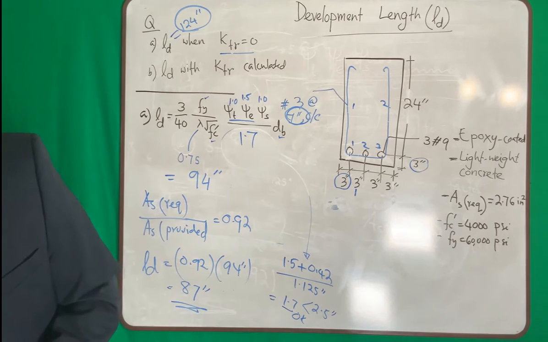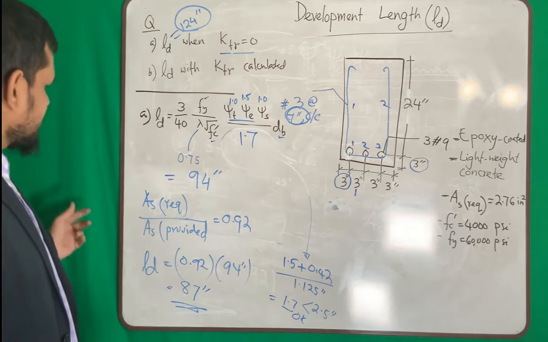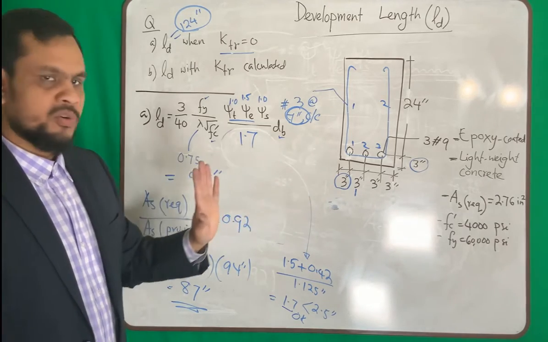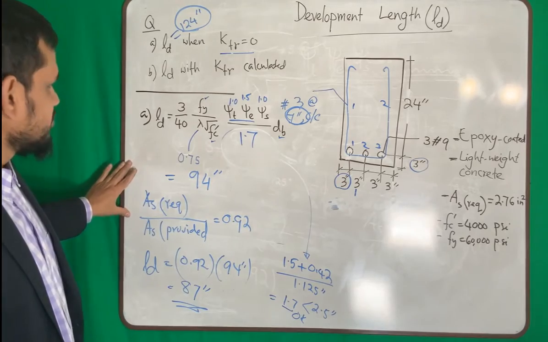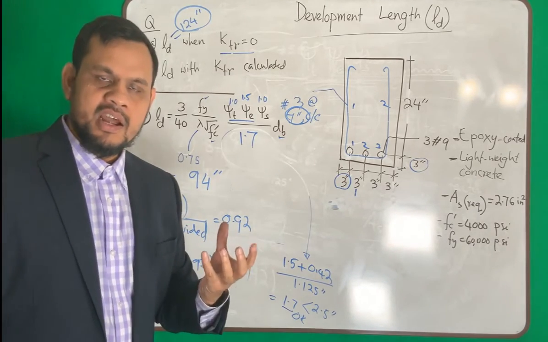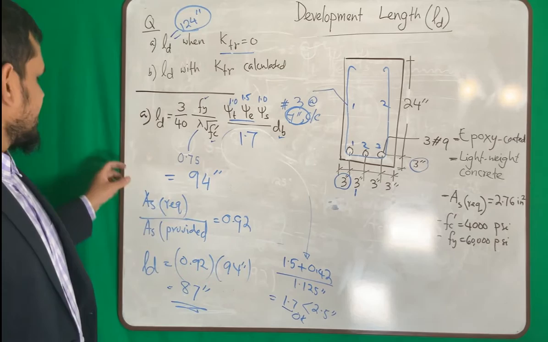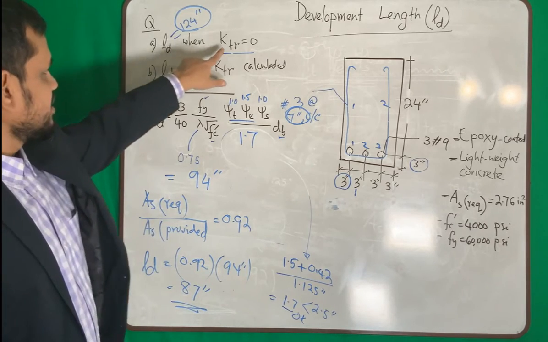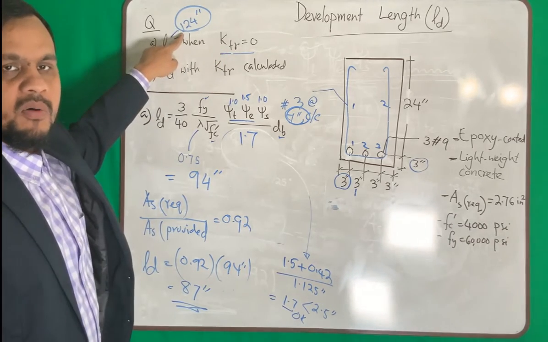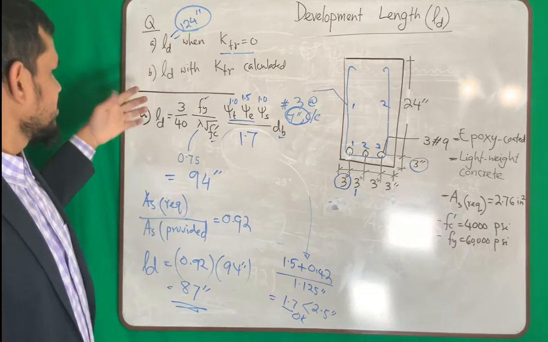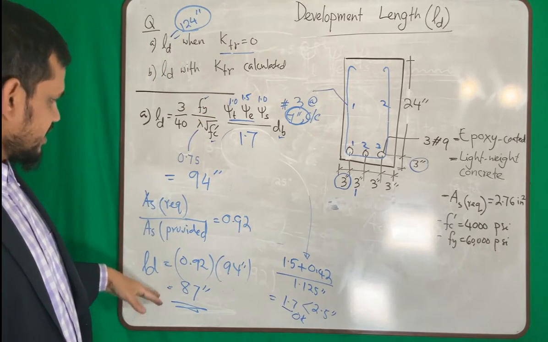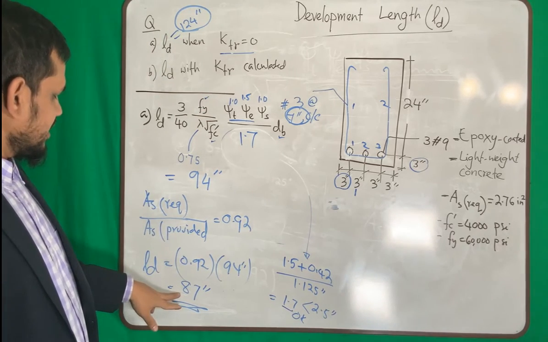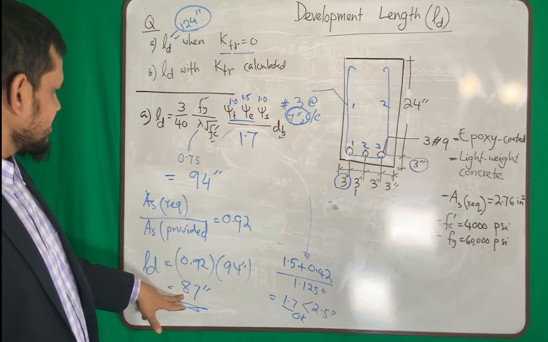Let me check with your book if I made any mistake. Okay, no, I think it is okay. Whatever your book gave us, there is no more information. So everything looks good to me, unless there is some rounding error or any other kind of error. So you can see if I use KTR as 0, it is way too conservative and over design. So it is better to calculate KTR. And we calculated KTR and then we are getting 87 inch.